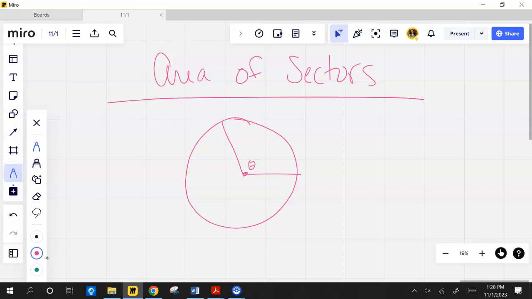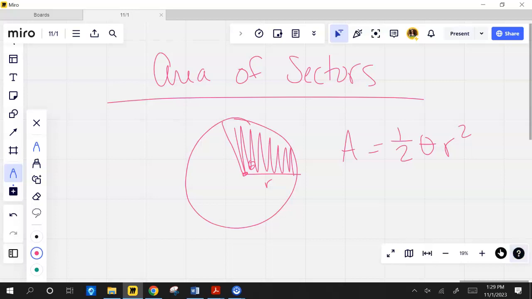All right. Arc length deals with a piece of the circumference, right? The area deals with the area like a piece of pizza. It's this whole area here. Okay? A piece of pizza. The area here is 1/2 theta times radius squared. Again, radians only.